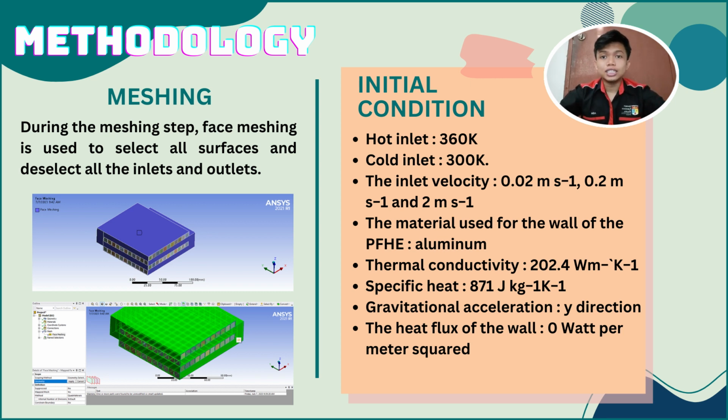For the initial condition setup, the temperature at the hot inlet is set at 360 Kelvin, whereas the temperature at the cold inlet is set at 300 Kelvin. The inlet velocity of both hot and cold are always set the same, at 0.02 meter per second, 0.2 meter per second and also 2 meter per second. The material used for the wall of the PFHE is aluminium from the ANSYS Fluent database. All information about the thermal conductivity and specific heat is stated in this slide.